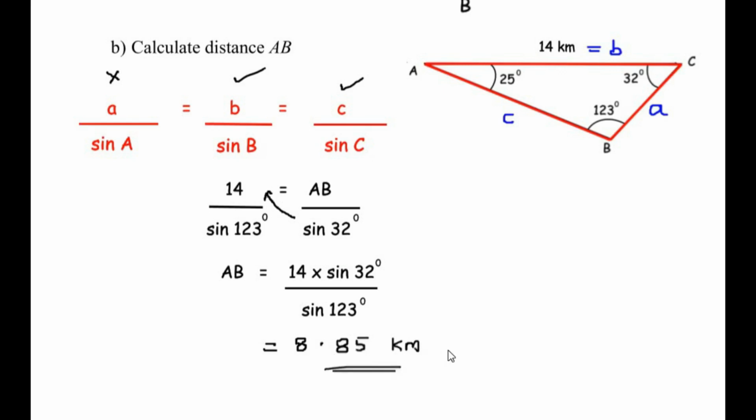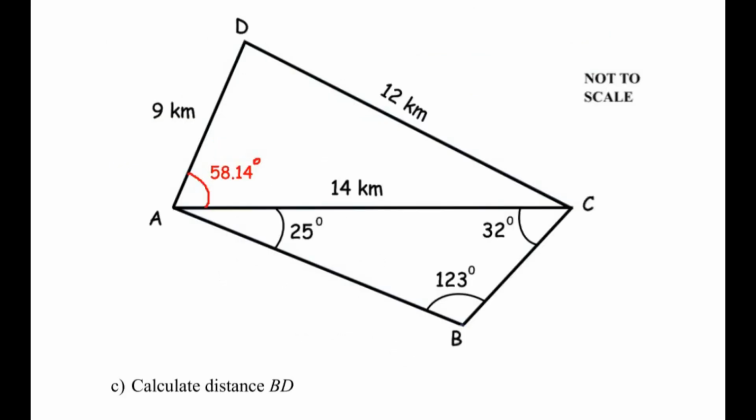Now let us move on to the last sub question. Now in this last sub question we have to find out the distance BD, that is the length from the point B till point D. Now for that we have to consider the triangle BAD. And in part A of this question we had already found out the angle CAD and it was 58.14 degree. So the total angle A for the triangle BAD is going to be 58.14 degree plus 25 degree. So this total angle is going to be equal to 83.14 degree.